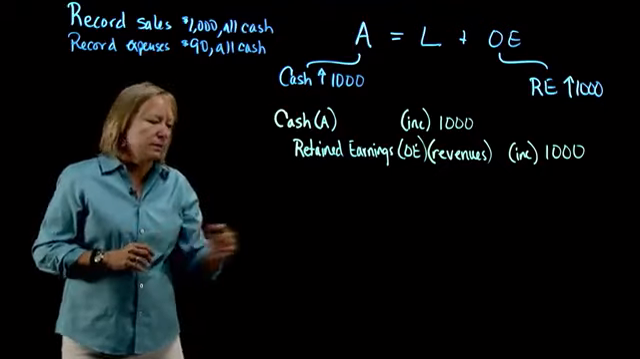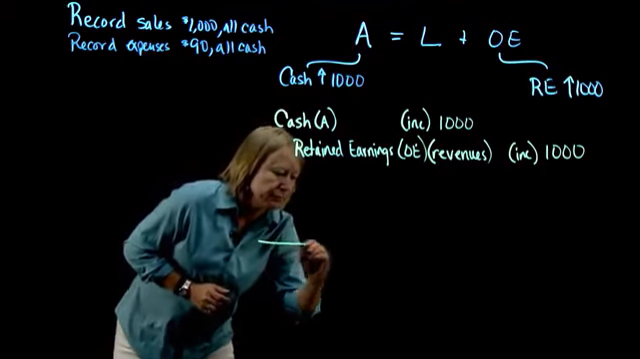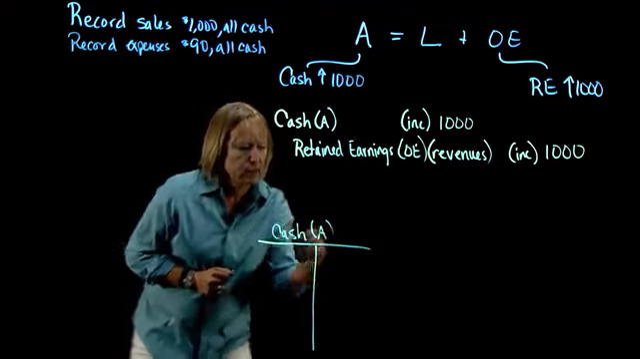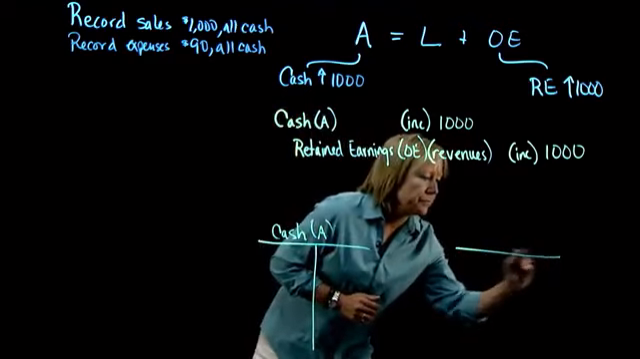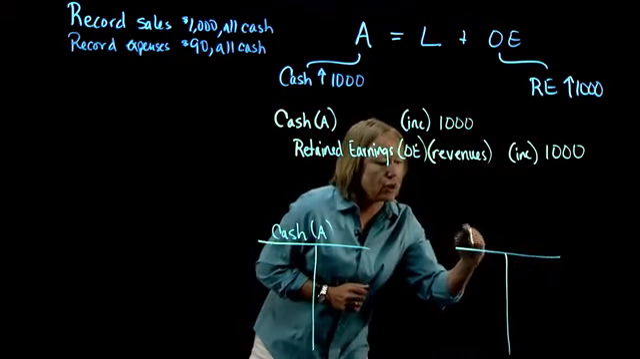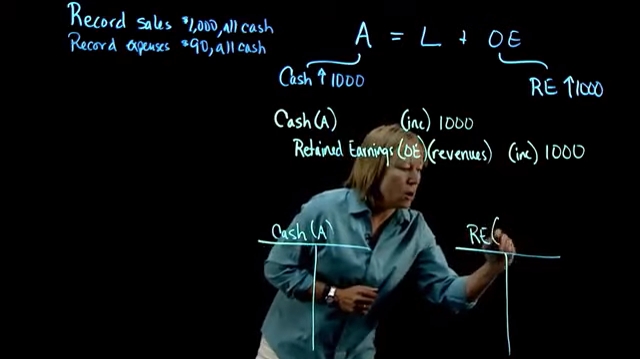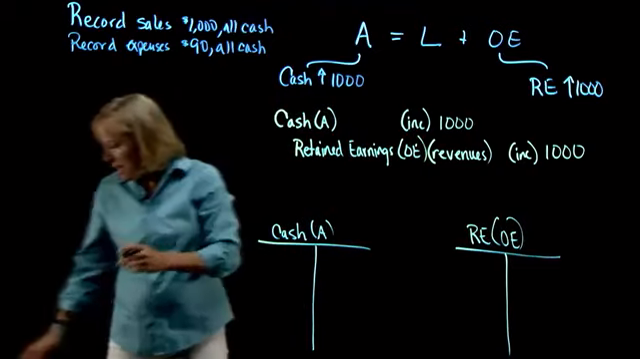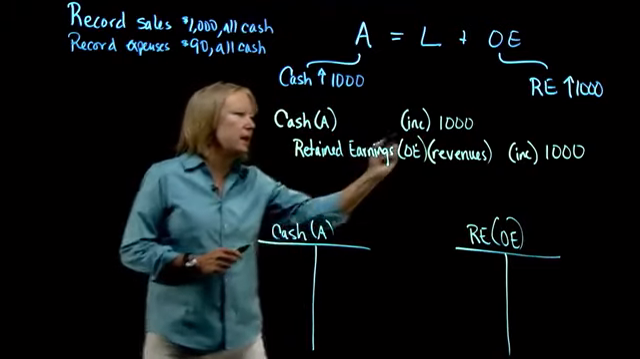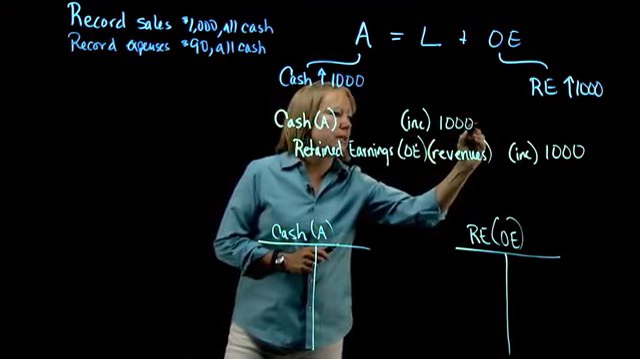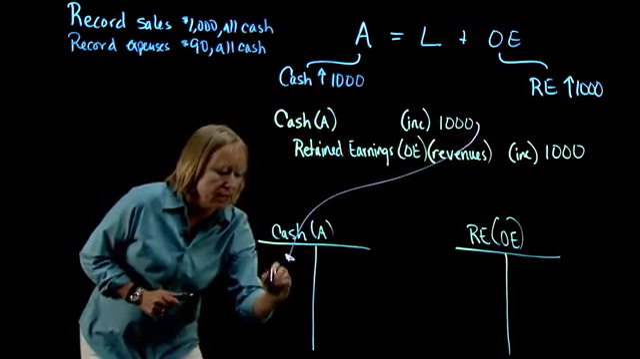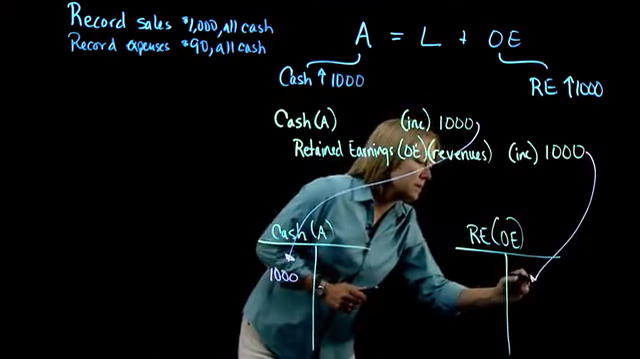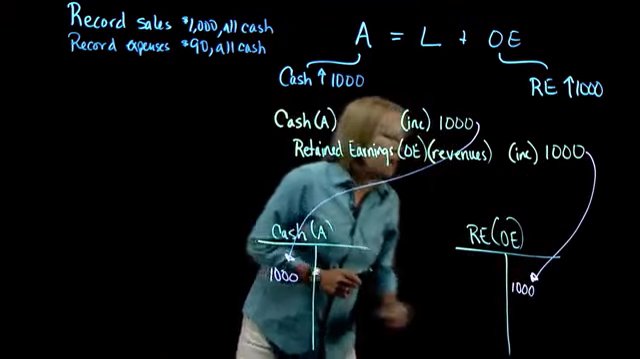Let's post these to the individual T accounts. We have cash that's being affected, and we have retained earnings. I'm going to abbreviate that RE. We have retained earnings that's being affected. If we post these to the individual T accounts, we would take our left side entry to cash, post to the left side of the cash T account, take the right side entry to retained earnings, post to the right side of the T account.